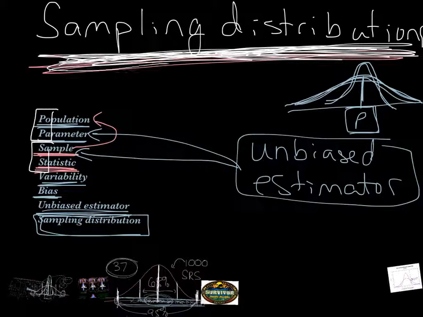I will say it 1,000 times if I have to, and I'll keep saying it over and over again to make sure we all get this. Sampling distribution of a statistic describes the values of the statistic in all possible samples of the same size from the same population.